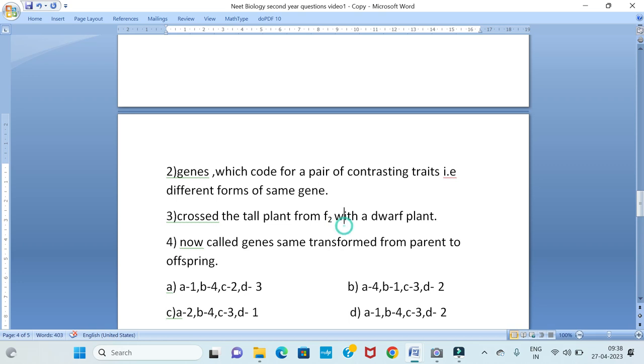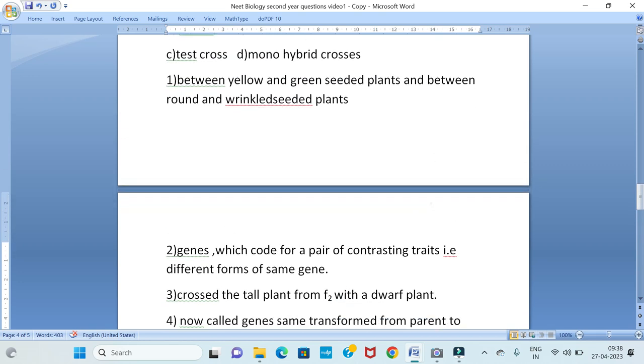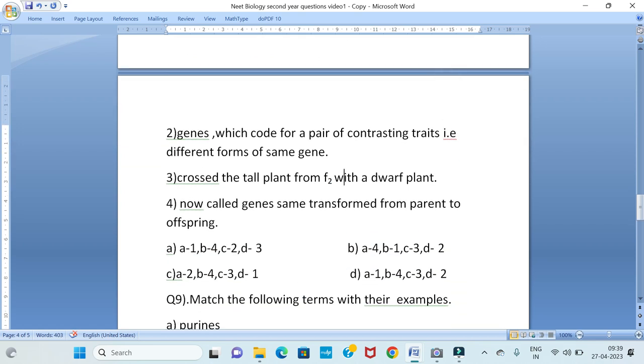Next is monohybrid cross. What is the meaning of monohybrid cross?